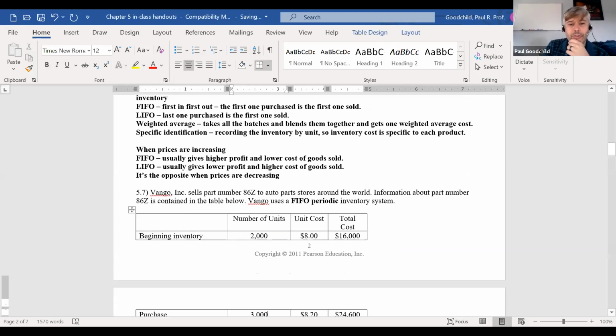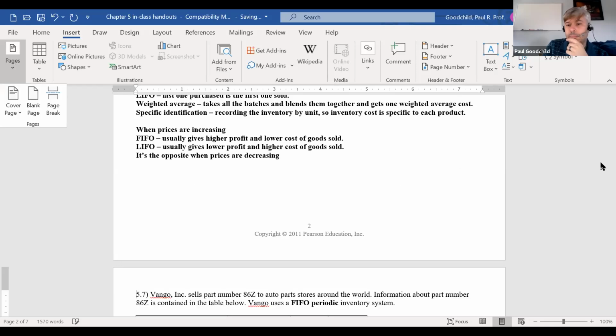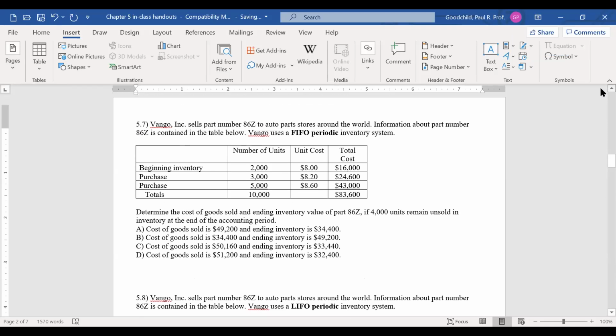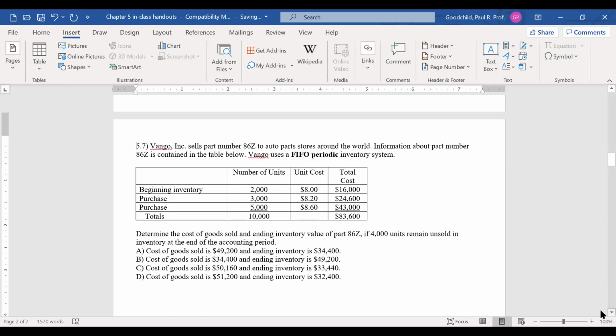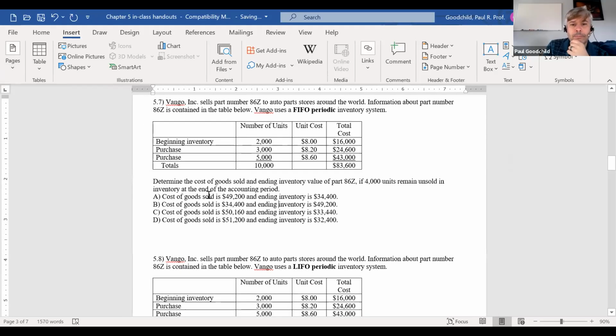So let's walk through some examples. I'll shrink this down just a little bit. Okay. All right. So it says the company sells a part. It uses the FIFO periodic inventory system, and it wants us to determine the cost of goods sold if 4,000 units remain in inventory.